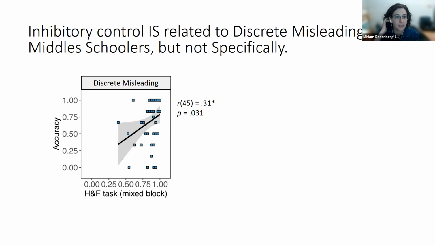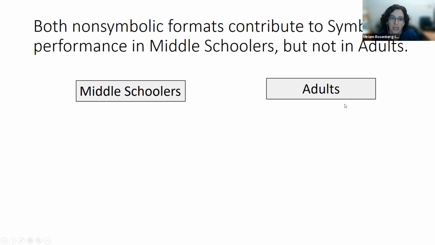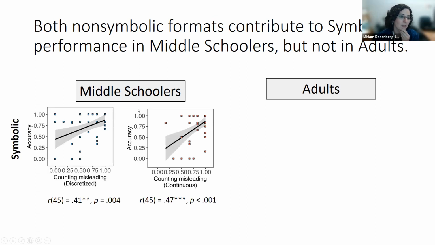Interestingly, though, in the middle schoolers, we do see the expected relationship between discrete misleading and inhibitory control, but it also shows up again for the continuous misleading. So we're not seeing the specificity we would expect. Again, no difference. Now we can turn to the key question: do these non-symbolic relationships predict performance on our symbolic comparison task? We find here that both the discrete misleading and the continuous misleading positively predict.